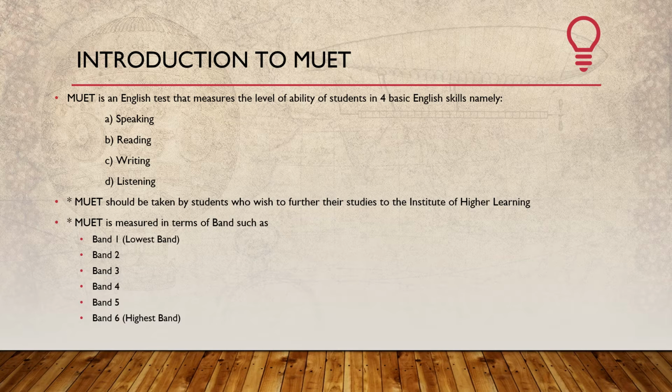Before I move on, I would like to introduce you to MUET. What is MUET? MUET is an English test that measures the level of ability of students in four basic English skills, namely speaking, reading, writing, and listening. MUET should be taken by all students, especially if they are interested in pursuing their studies at higher learning institutes. MUET is measured in bands: band 1 is the lowest, band 6 the highest, band 3 would be average, band 4 good, band 2 still considered low, and band 5 definitely excellent.